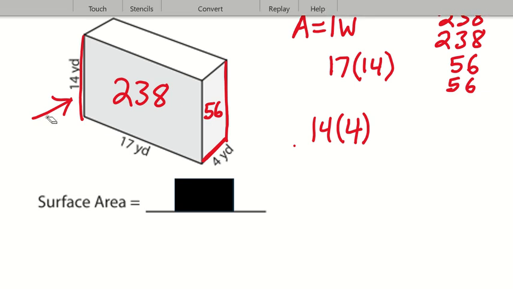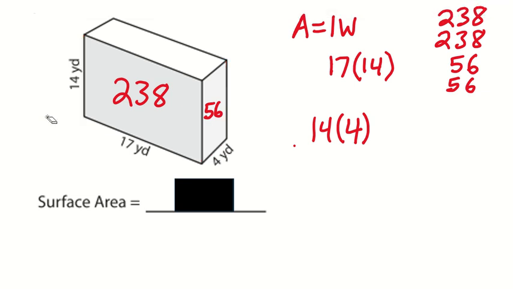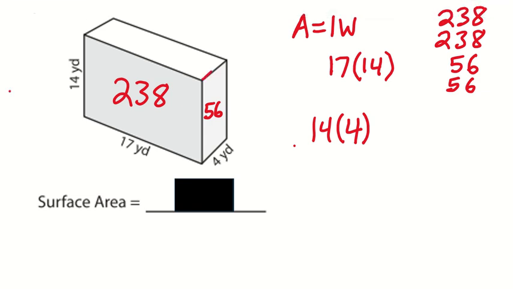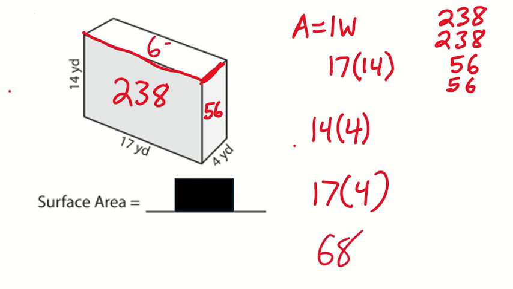And now we're going to go ahead and find the area of the top of the box. So the top of the box is a 4 by 17. So we have a length of 17, and we have a width of 4. 17 times 4 gives us an area of 68. So it's going to be 68 yards squared up top, but it's also going to be 68 yards squared on the bottom. So we're going to add up 68 twice.